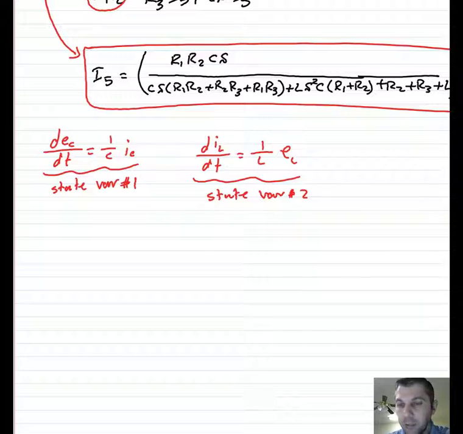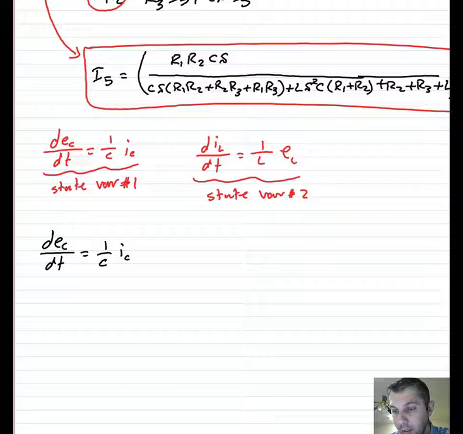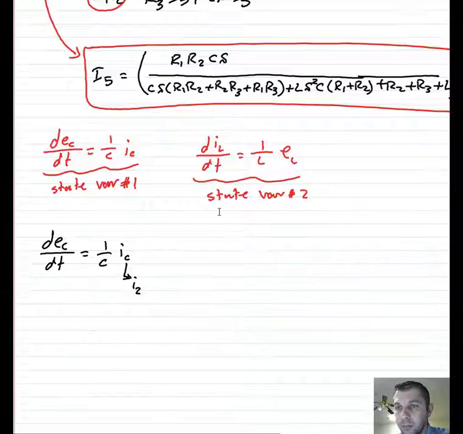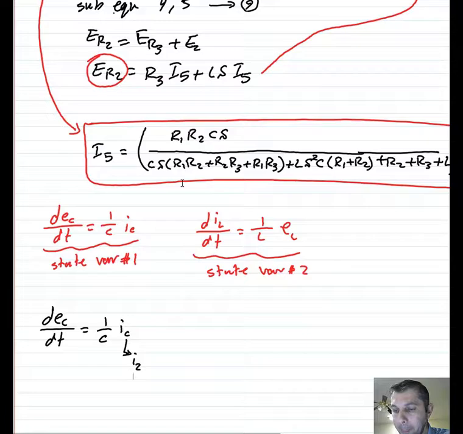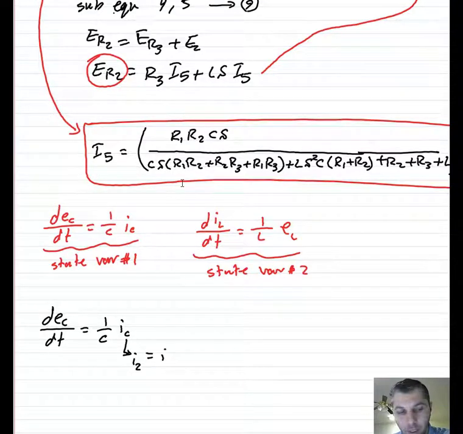And we can follow a way in order to make it easier, by drawing the relationships. So for the first state variable, dEC by dt is equal to 1 over C times I for the capacitor, and the current for the capacitor is equal to current 2 in the circuit. So you can see here, the current for the capacitor is equal to I2, which is equal to I1 minus I3.